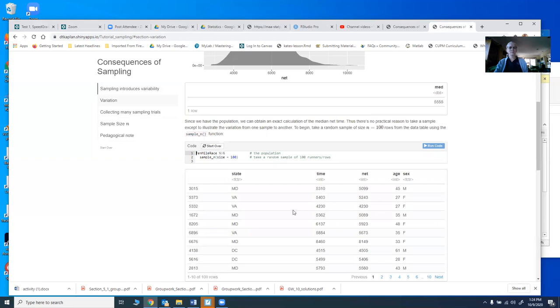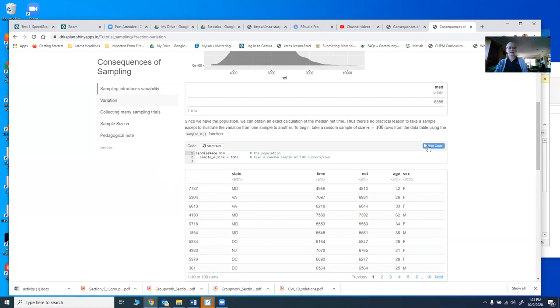So we're gonna take a sample. This is a sample of size 100. And so this is 100 values, 100 racers, basically. Each row is a unit of observation, and each row in this case is one of the racers. And this is what year, what their race number was, I believe it is, what state they're from, what their time was, what their net time was, because they don't all start at the exact same time. So this is how long it actually took them to run the race, their age, and what their sex was. There are lots of these, so we can keep going over and looking at the rest of these. But I want you to look at this very carefully.